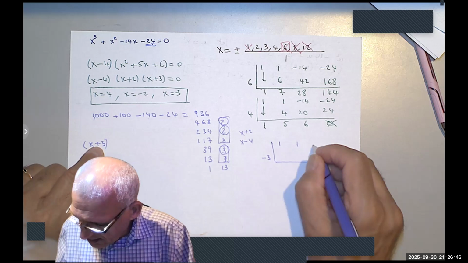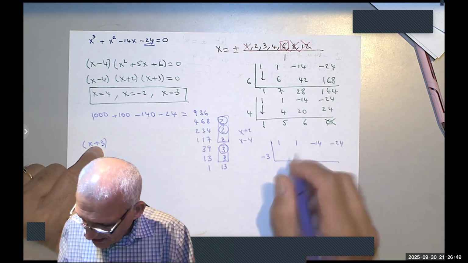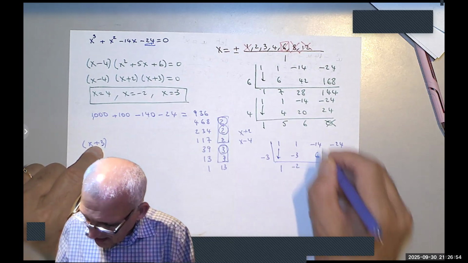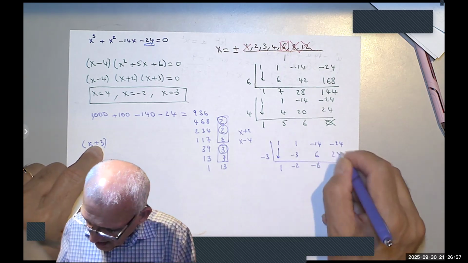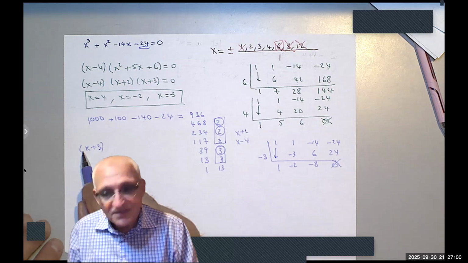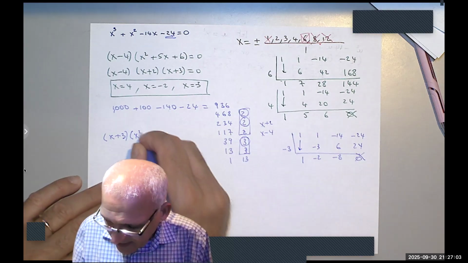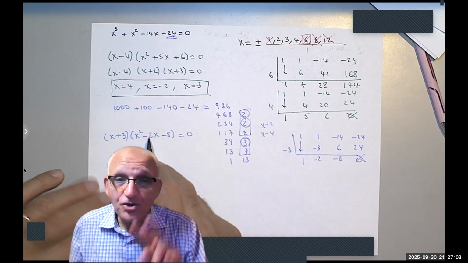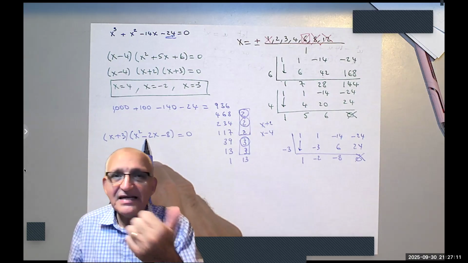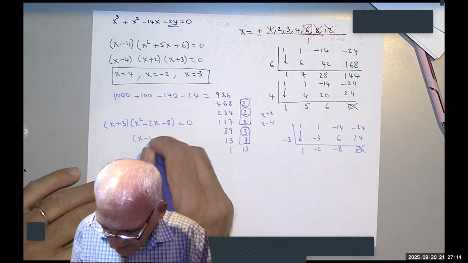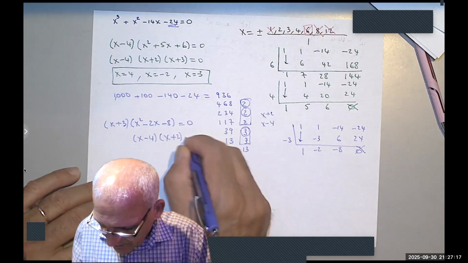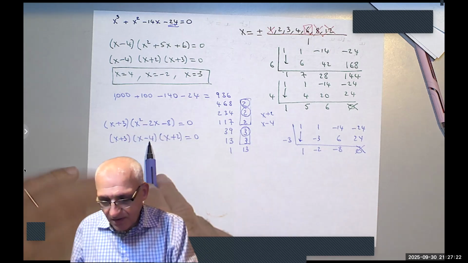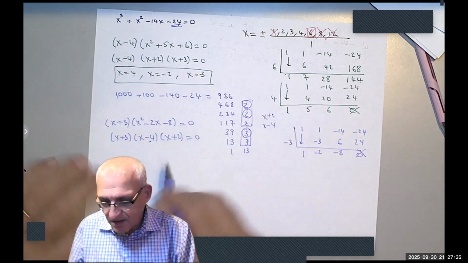1, 1, negative 14, negative 24. Bring down the 1, times negative 3, add them up, times negative 3, add them up, times negative 3, 0. So you get x plus 3 times x squared minus 2x minus 8 equals 0. I need two numbers that multiply to negative 8 and add up to negative 2. So definitely they are x minus 4 and x plus 2, and you get the same result: 4, negative 2, negative 3, easy.